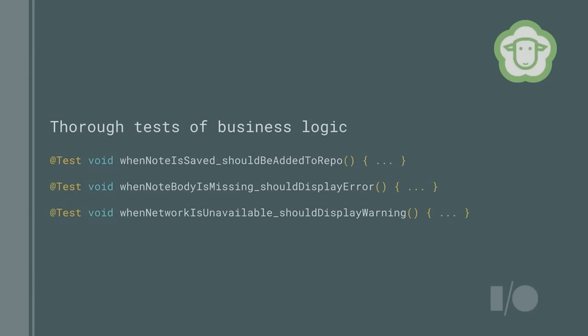So we want to not just test the happy path here. We're going to test all the different cases that our code's likely to encounter. So for example, input validation and external conditions like the network being down, stuff like that.